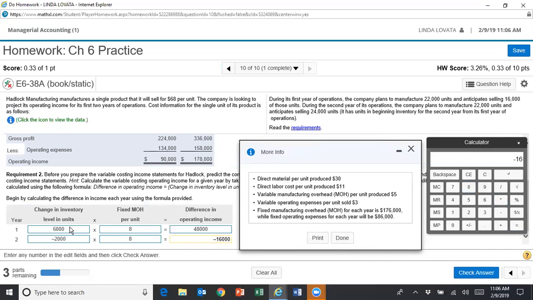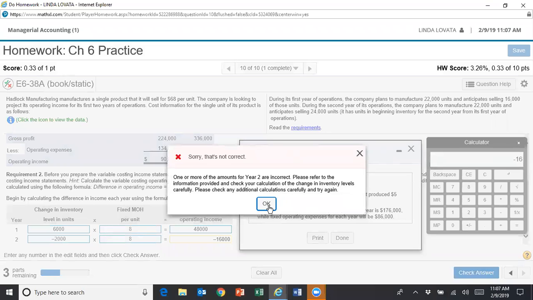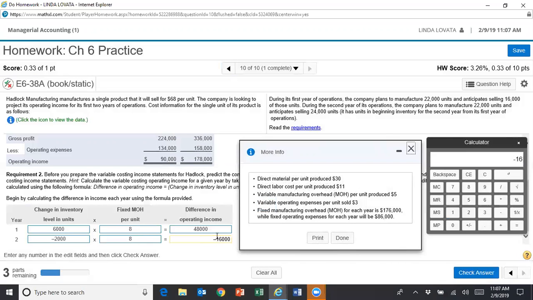And again, if your inventory increases, absorption's higher, and I just put those vowels together. So increases is absorption, decreases make your variable. So they kind of go higher. Let's check our answers, see if it didn't like that. I guess it doesn't want my minus sign. Let's check it again.